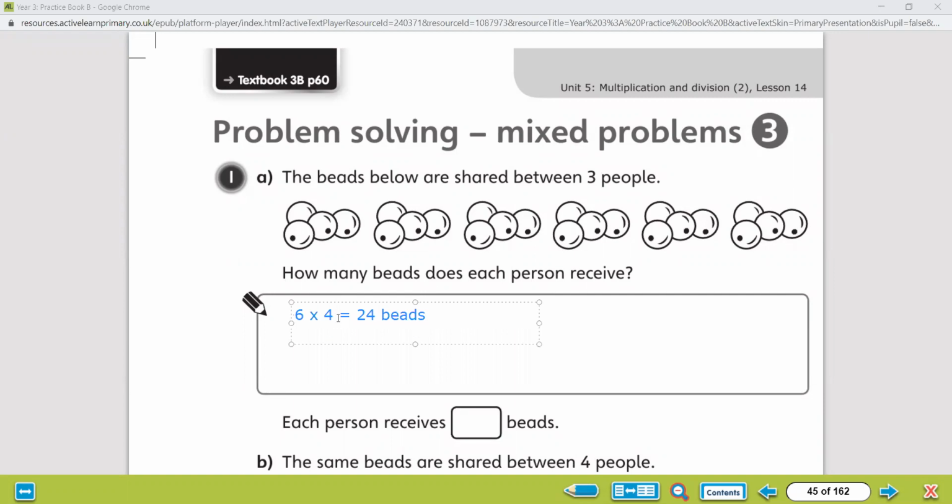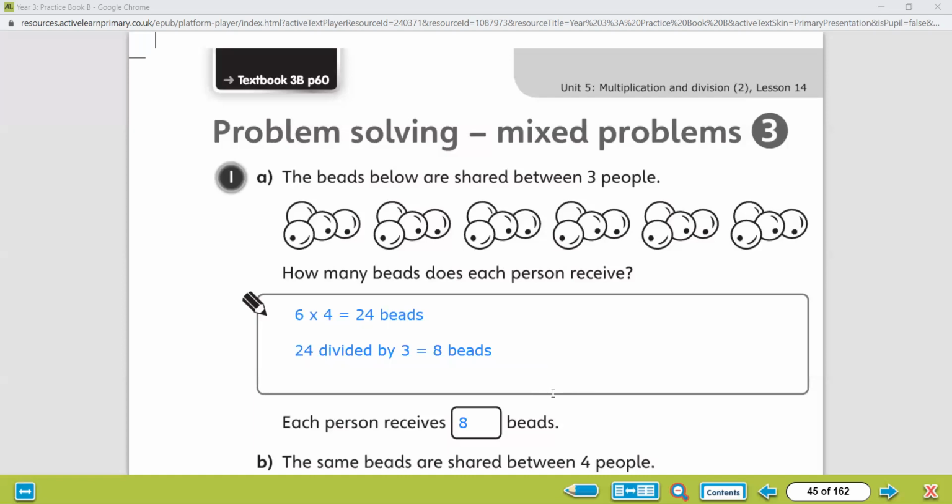But the question asks me to share those beads between 3 people, and how many does each person get? So I've now got to do 24 divided by 3 equals. So now I've got to count in 3s to 24: 3, 6, 9, 12, 15, 18, 21, 24. That was 8. So each person will get 8 beads.